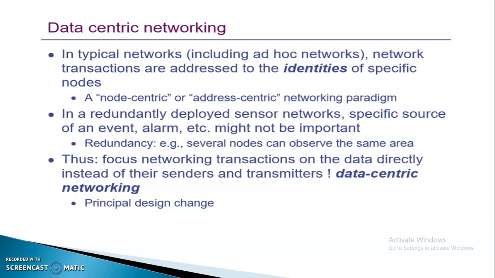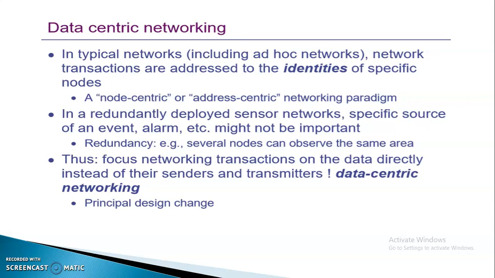Then the next one is called data centric networking. Data centric networking, unlike a typical network, includes address data as well as the nodes. A typical network, including ad hoc, has its transactions addressed to the identity. Identities are node centric or address centric. So it has to find out which paradigm they are going to use, either node centric or address centric.